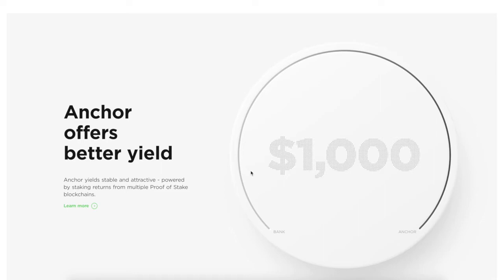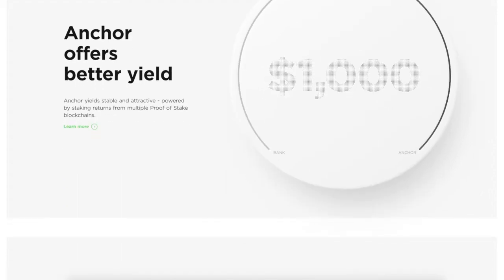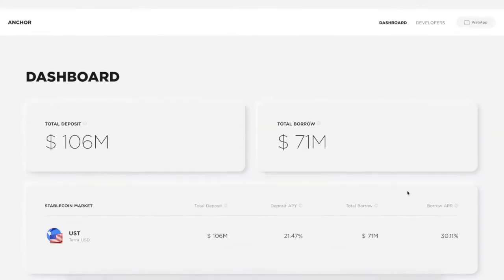So how does Ancor offer better yields? Well, this is what they do. They have a whole ecosystem that basically incentivizes people to take on debt, get a loan, and when they get a loan, they have to pay interest on it. Now, why would they want to get a loan? Well, if they're able to get a loan and stake the money they borrowed and earn interest on that, it's basically a feeding loop. So it allows that stable interest rate to be sustained.